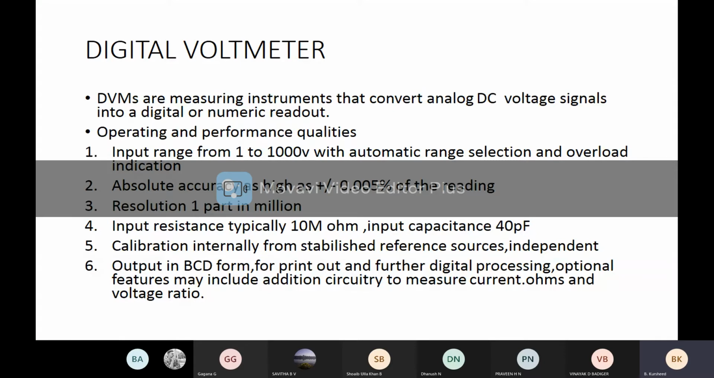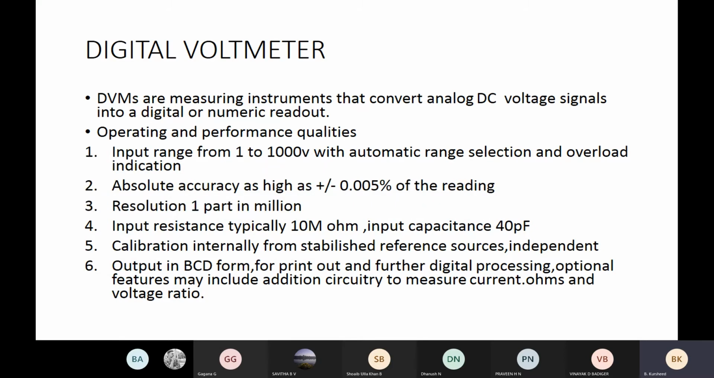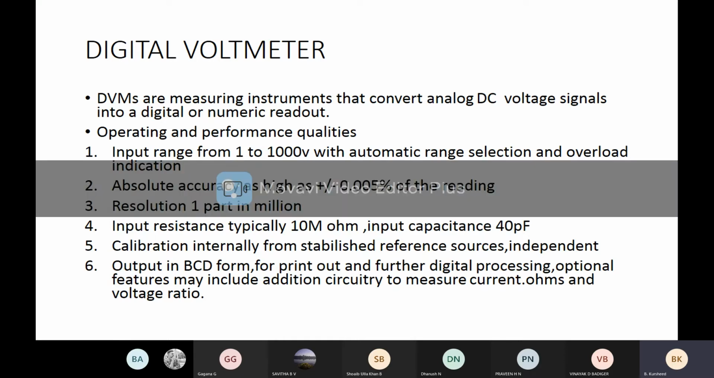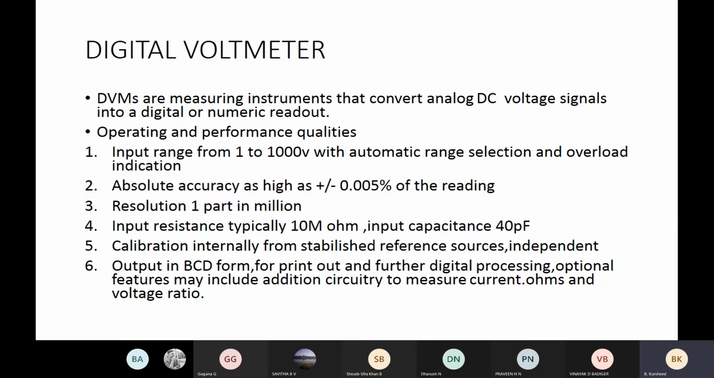What is the input resistance? Typically 10 mega ohm. Input capacitance is 40 picofarad. These are the operating and performance characteristics of a digital voltmeter. In this complete subject we will be studying different types of digital voltmeters, digital frequency meter, digital ammeter. The equipment which you have used in the lab, no? Few of the equipment we'll be discussing here. How it is there, what is the internal block diagram, how it will function. Calibration internally from the stabilized reference.